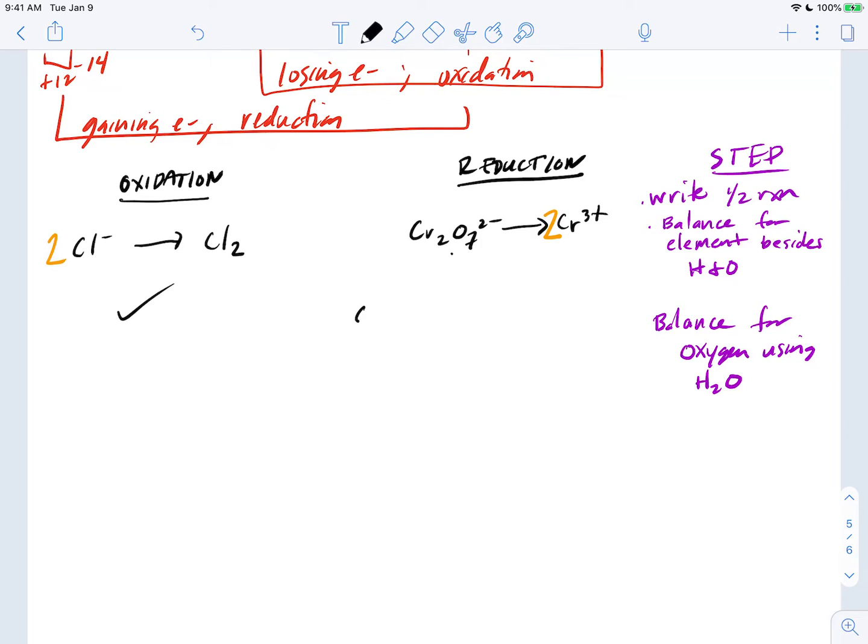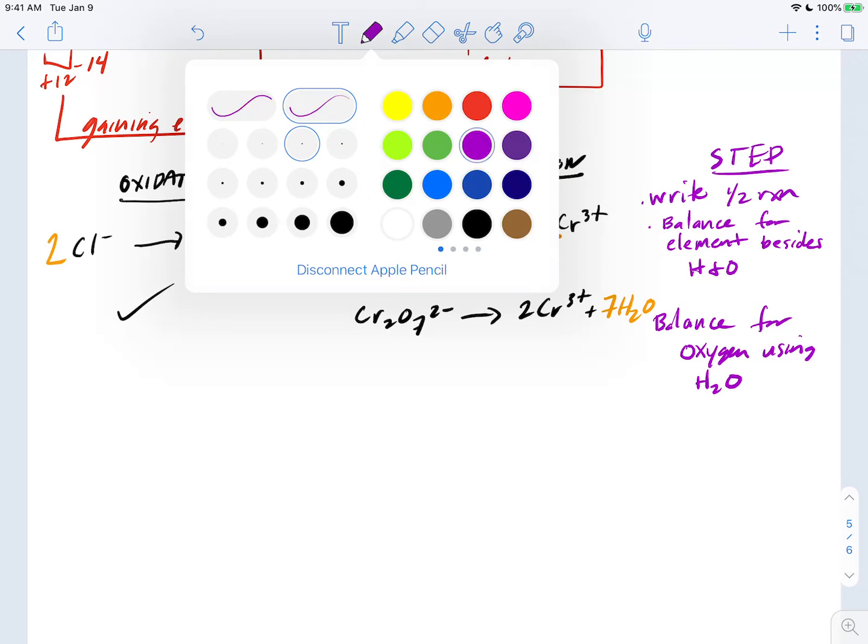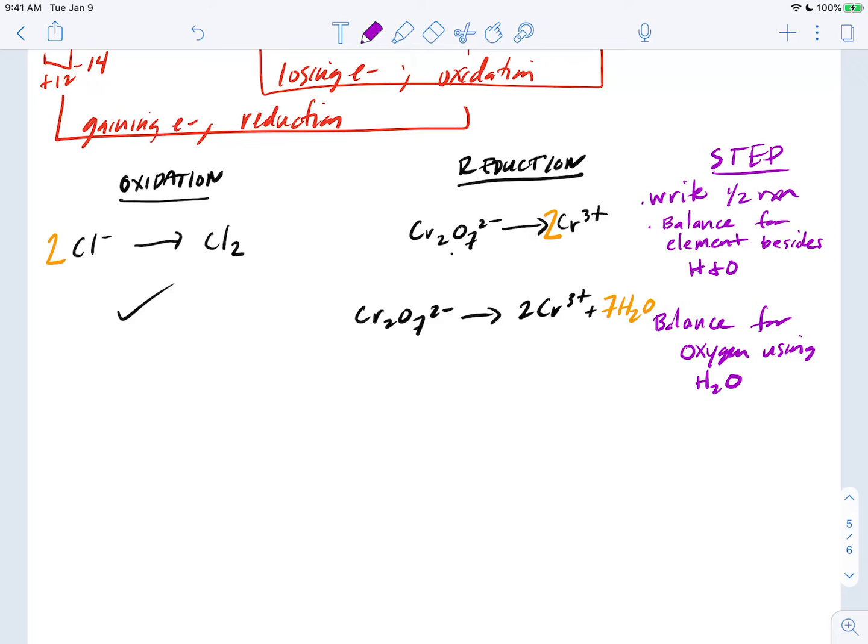So I'm going to write it a little bit over so we have room. Cr2O7 2 minus. And I have 2 Cr3 plus, and then we're going to add enough waters. So each water has 1 oxygen. We need 7, so 7 H2O. Again, orange is the thing that we're doing. And so now we're balanced for oxygen. We have 7 oxygens on each side of the reduction half reaction.